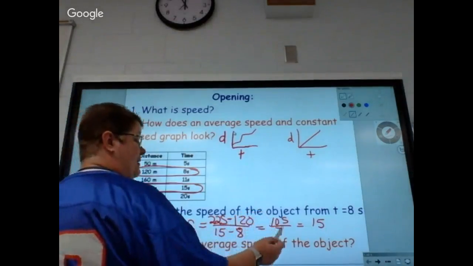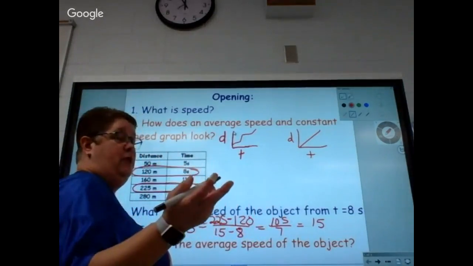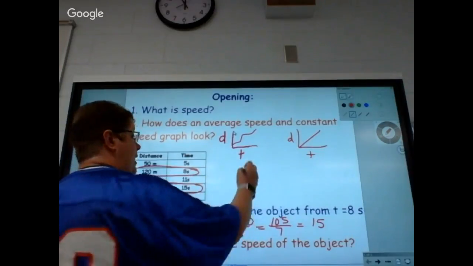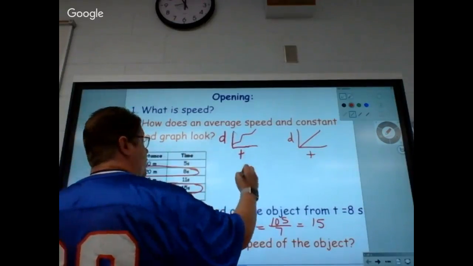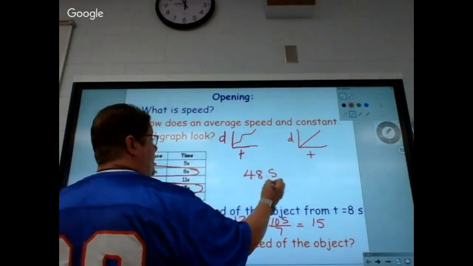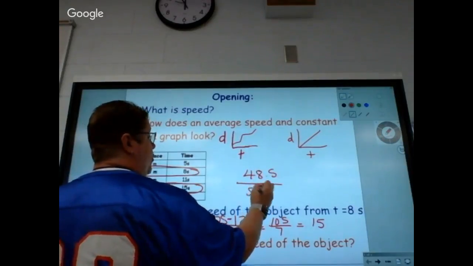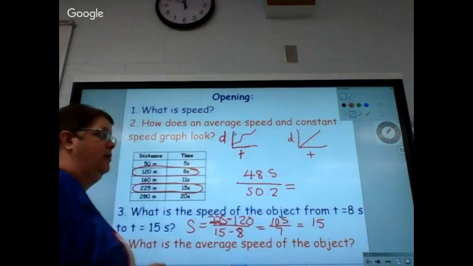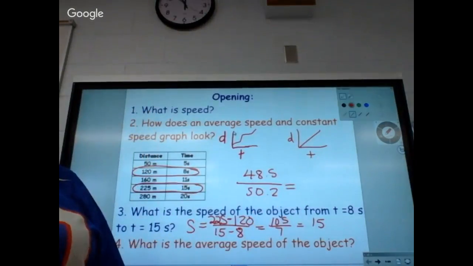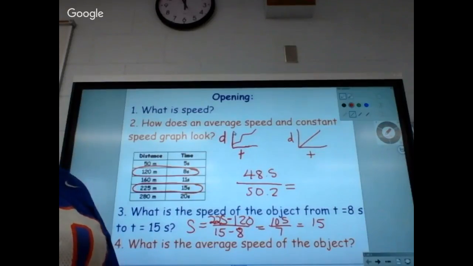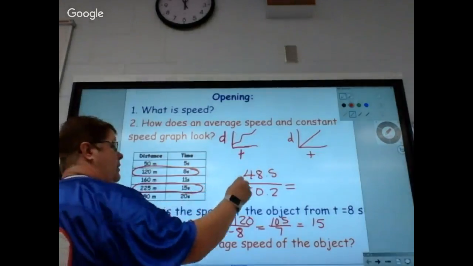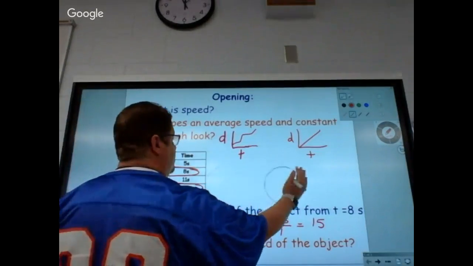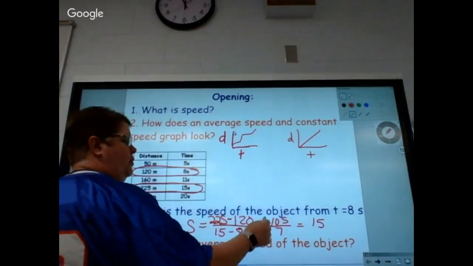So 105 divides 7. Now let's say on the lab that you did that I handed back the other day, because some people did this. You had 48.5 grams and you had 50.2 milliliters. Some of y'all divided this wrong. How would you punch that in the calculator? 48.5 because it's on top divided by 50.2. Some of y'all flipped that because you did the big number divide the little number. It doesn't work that way. Whatever's on top is divided by what's on the bottom.